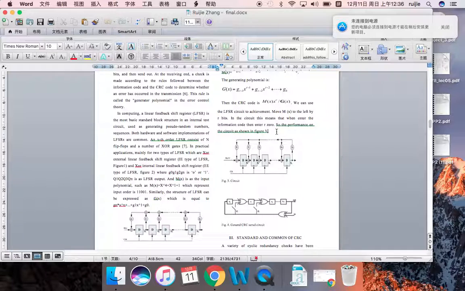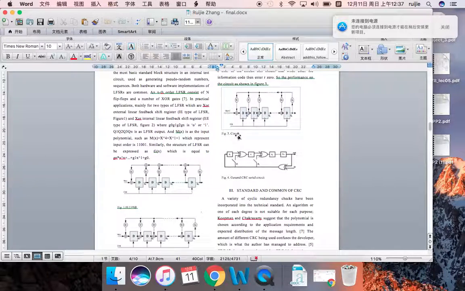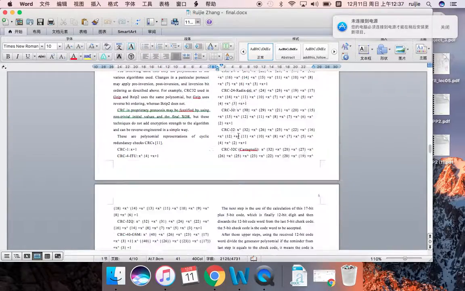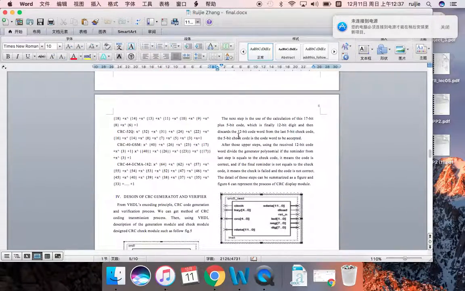This means that when we enter the information code, it enters R0. Figure 3 shows the circuit. Now let's move to the design of CRC code generation and the verification process.